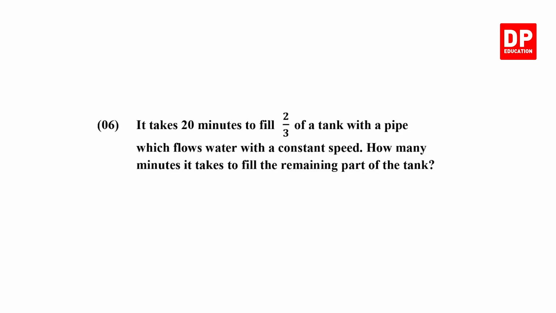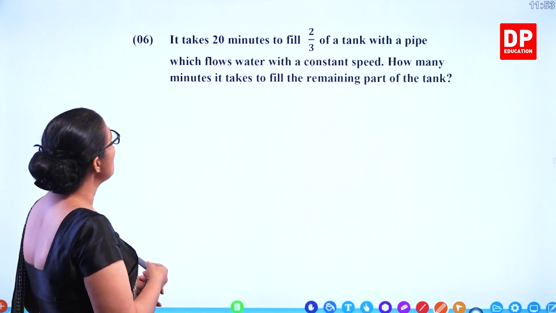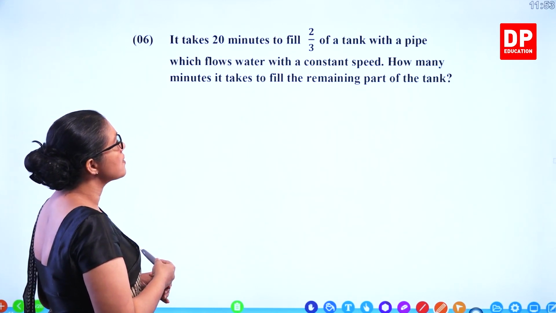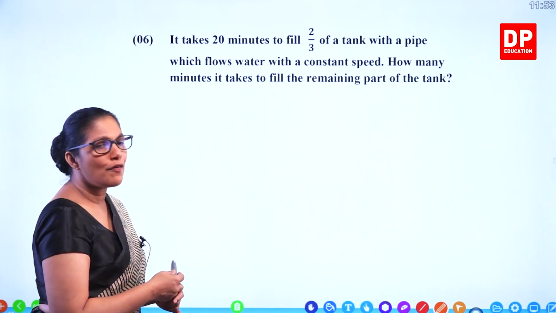Question number 6. It takes 20 minutes to fill 2/3 of a tank with a pipe which flows water with a constant speed. How many minutes does it take to fill the remaining part of the tank?